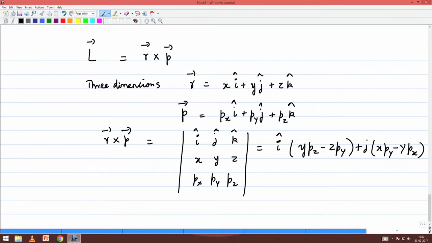and k unit vectors, x p, sorry, this one is wrong, j, this one is z p x minus x p z, and then you have k, x p y minus y p x.